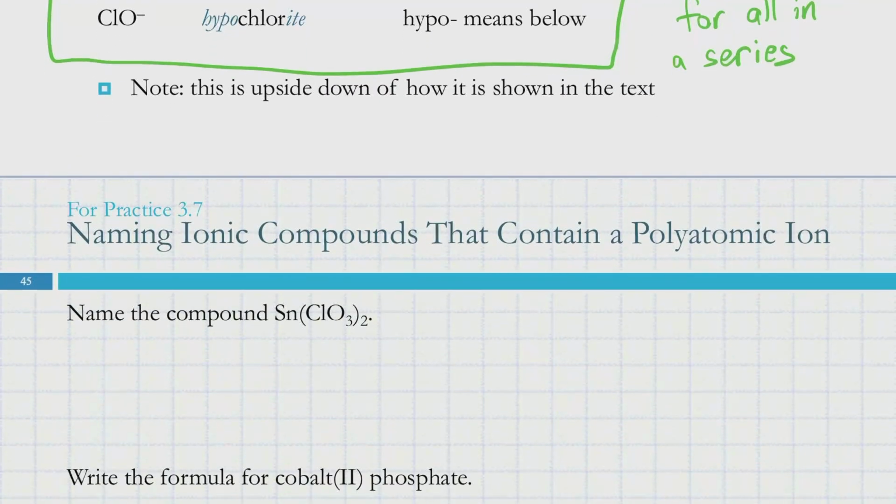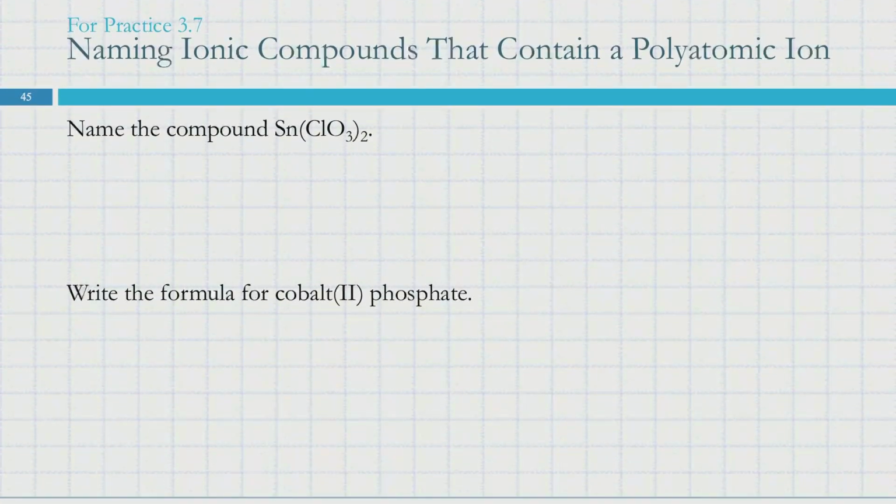And let's do some practice. Okay, we've got the compound SnClO3 twice, Sn(ClO3)2. What is our metal? Our metal is tin. So Sn is tin. What charge does tin have? It could be different things, right? So tin, we'll put some parentheses. Make some space for that charge to add in later. What is ClO3?